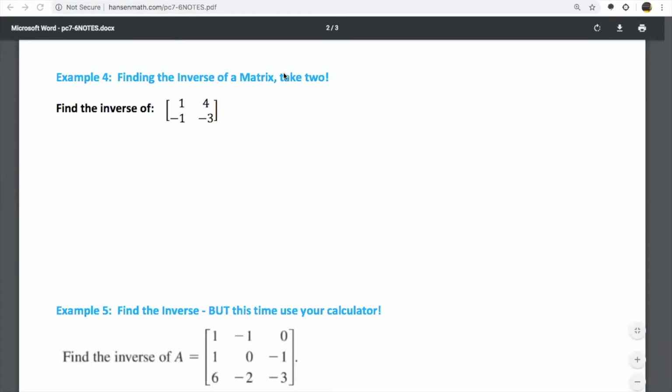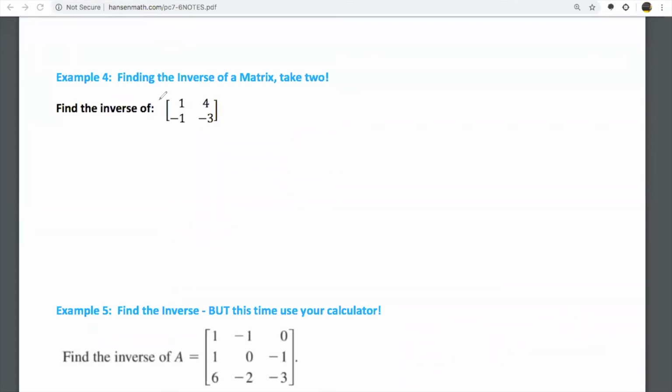As we continue on, we're going to look at the same 2 by 2 matrix, 1, 4, negative 1, negative 3, and we're going to look at an alternative way to find its inverse. This involves essentially creating a double matrix of sorts, where you have this 1, 4, -1, -3 matrix, and you augment that with the identity, which is 1, 0, 0, 1. So if you do that, now we've created a 2 by 4 matrix.